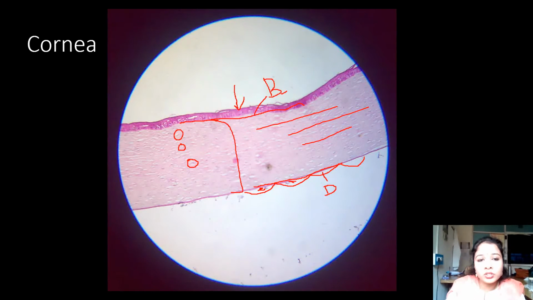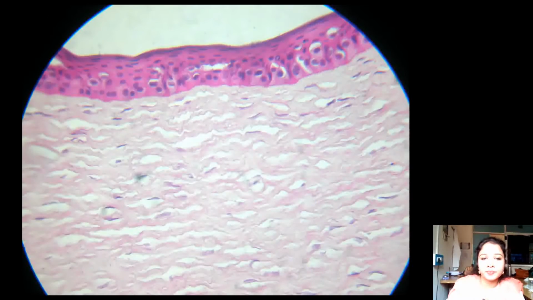So the outermost is the epithelium, then a basement membrane, that is the outer limiting membrane, then substantia propria identified by collagen fibers and fibroblasts and no blood vessels, and deepermost is again the inner limiting membrane or Descemet's membrane and a layer of squamous cells.